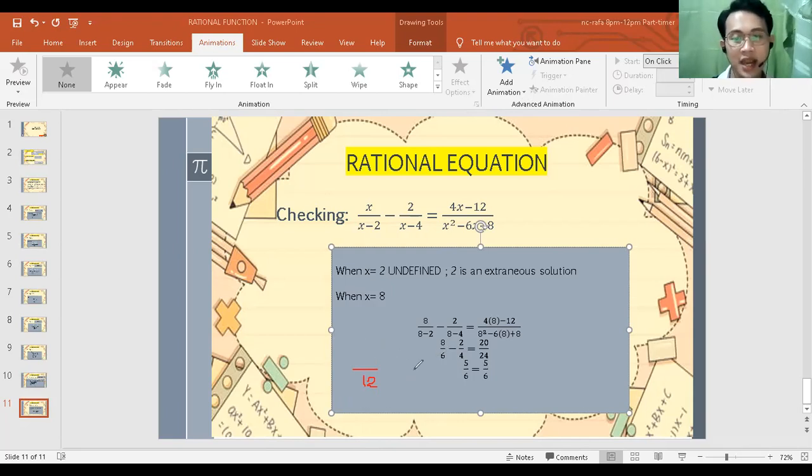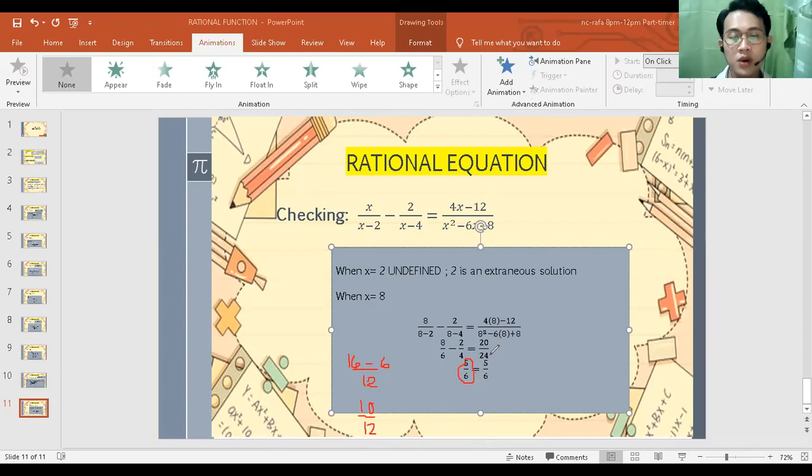12 divided by 6, you get 2. 2 times 8 is 16. After that, minus 12 divided by 4, that's 3, times 2, that's 6. Therefore, 16 minus 6 is 10 over 12. And then you simplify: 10 over 12 is divisible by 2. So that's how we get 5 over 6 here.